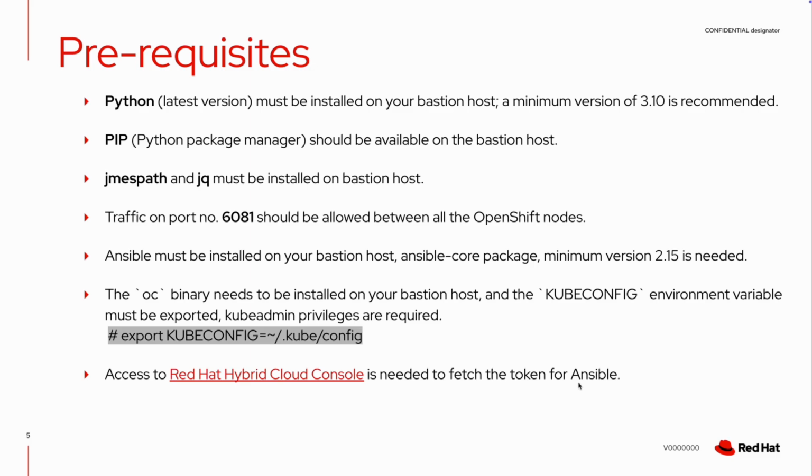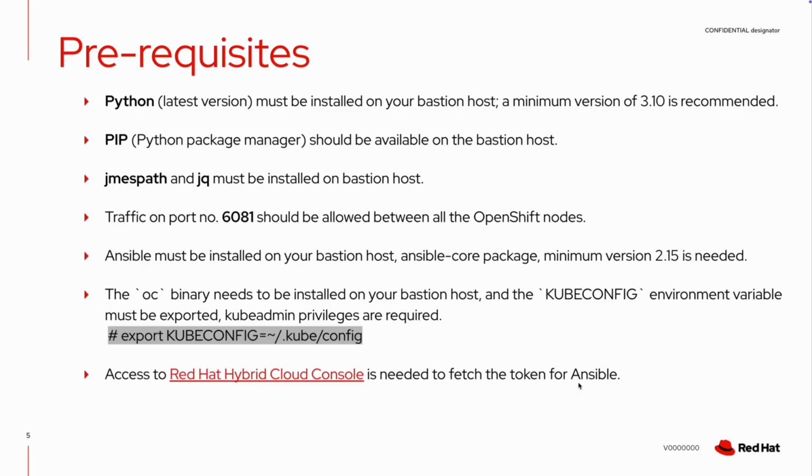Now there are some prerequisites that need to be in place for the migration through Ansible. The first one is that the latest Python version needs to be installed; version 3.10 is recommended. The Python package manager, pip, needs to be installed. JMESPath and the jq binary need to be installed. Traffic on port 6081 should be allowed between all the OCP nodes.